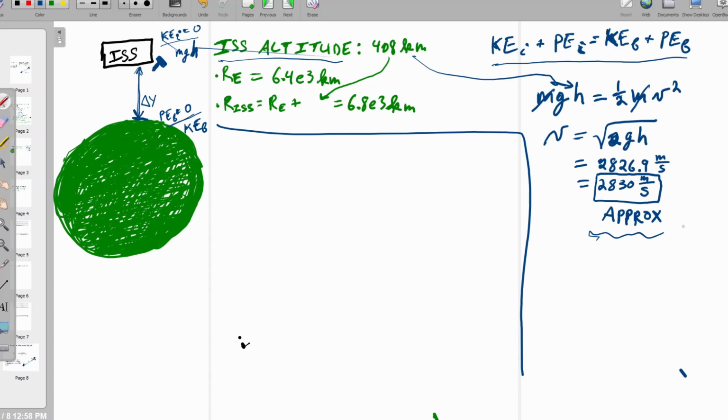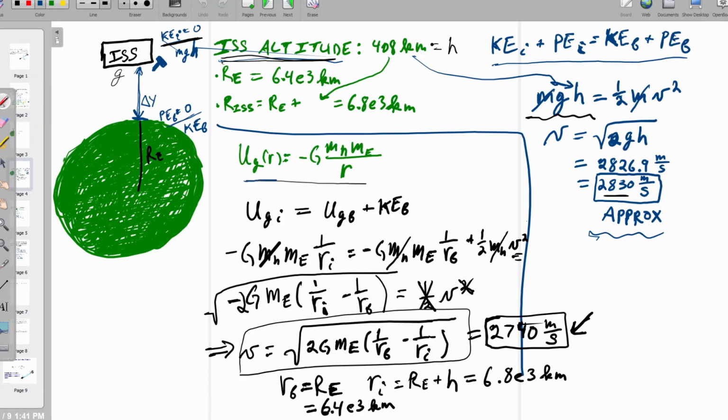But of course, exactly correct is the best kind of correct. And exactly correct in this case would be to use, rather than mgh for the potential energy, the formula that we just derived. All right, here's the formula. In our initial state up here, we still have kinetic energy as 0, but now we're going to have an initial gravitational potential energy that will show up here. And we'll have a final gravitational potential energy down here, plus that same final kinetic energy.